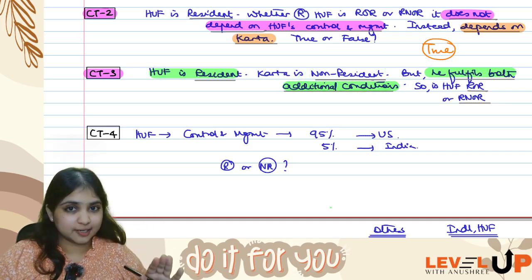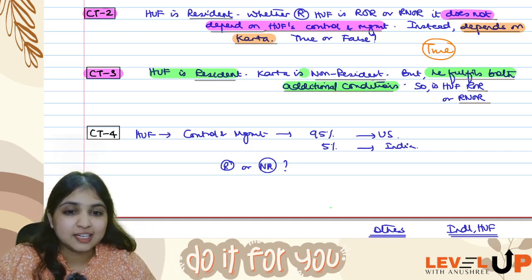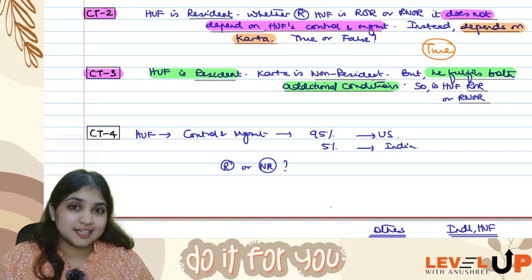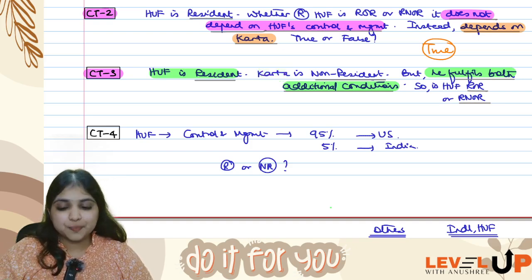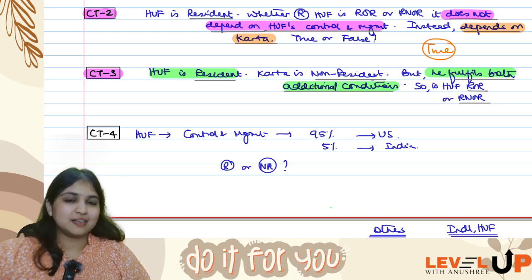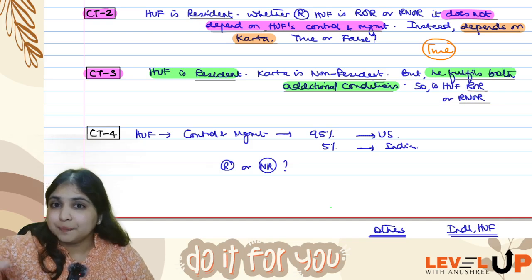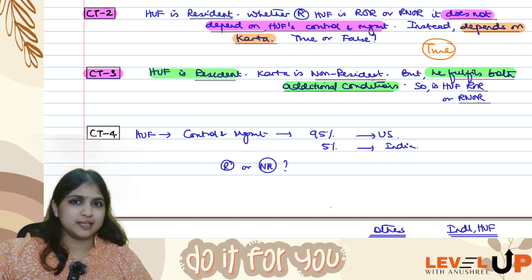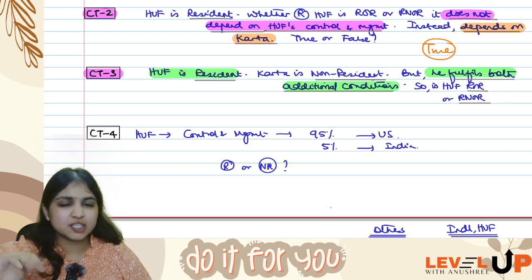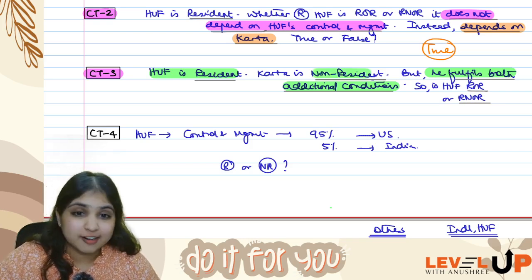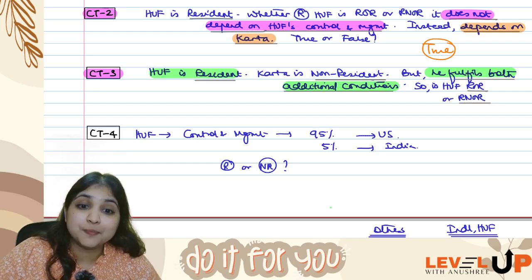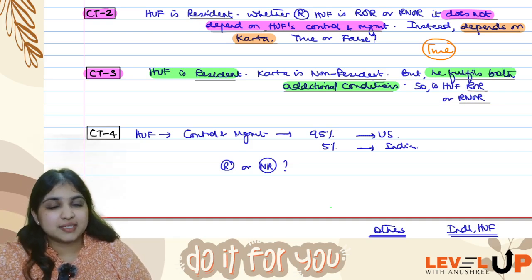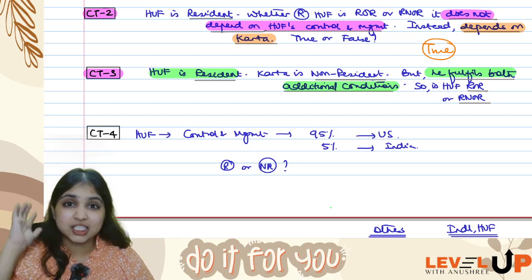Karta is a non-resident. See, resident or non-resident is of an individual. Karta is an individual, no? So whether an individual is resident or non-resident, it depends upon the previous year. Previous year, did you stay in India for 182 days? Previous year, did you stay in India for 60 days? Previous year, did you stay in India for 120 days? And yes, we have the preceding previous 4 years concept. He is a non-resident, but he fulfills both additional conditions. Additional conditions are only for preceding previous years, 7 preceding previous years, 10 preceding previous years, that he is fulfilling.